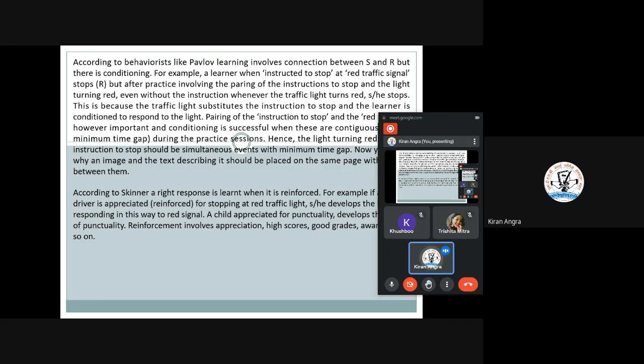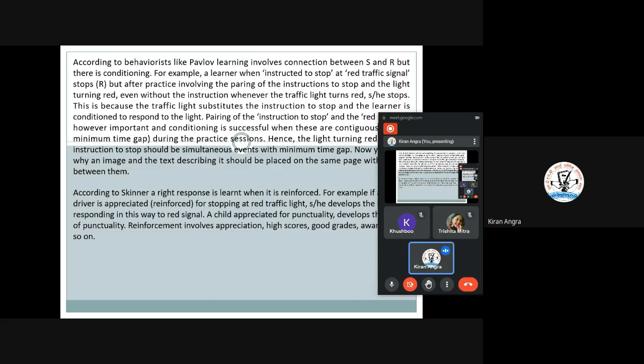For example, opening a lock, you have a bunch of keys. You will try one, two, three. Ultimately, you will reach the conclusion that this is the right key to open the lock. So it means patience and practice strengthen the stimulus and response connection, and help you to learn to identify the right key. If I take you back again, it is the Pavlov experiment on the dog. You understand that it involves a connection between S and R, that is conditioning.